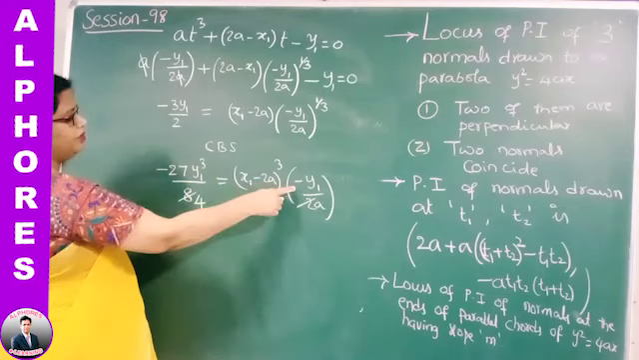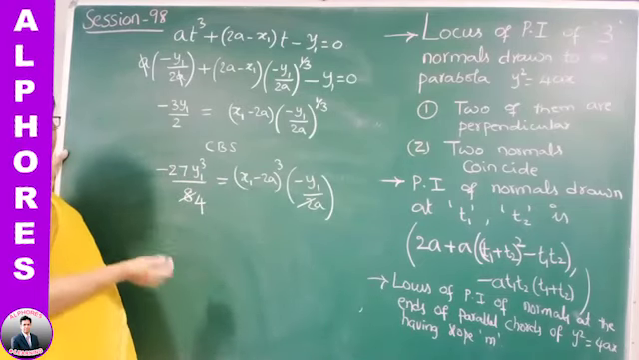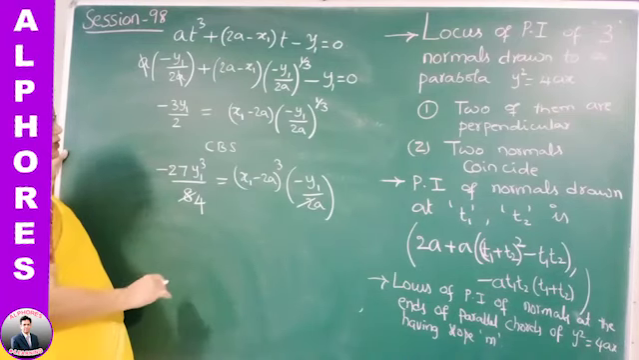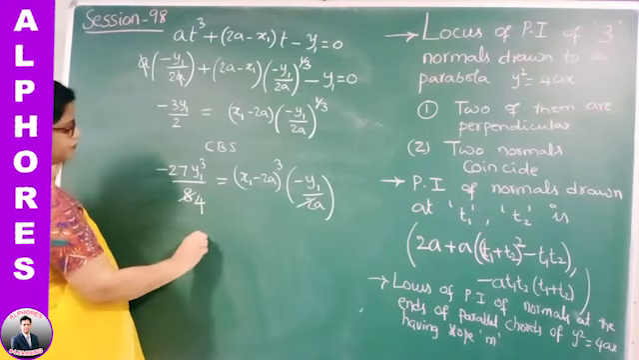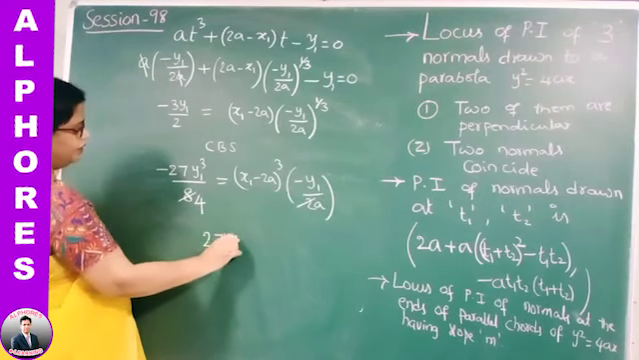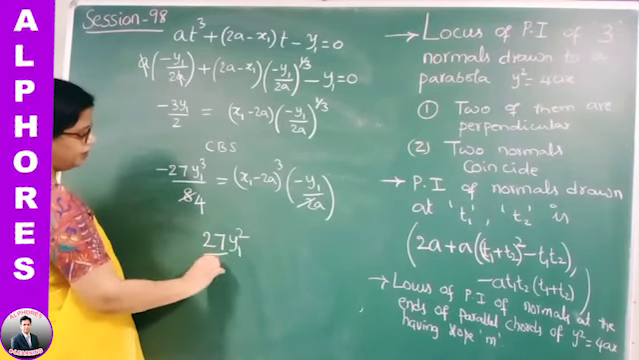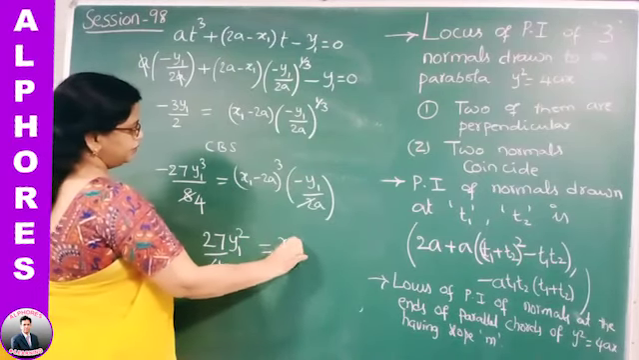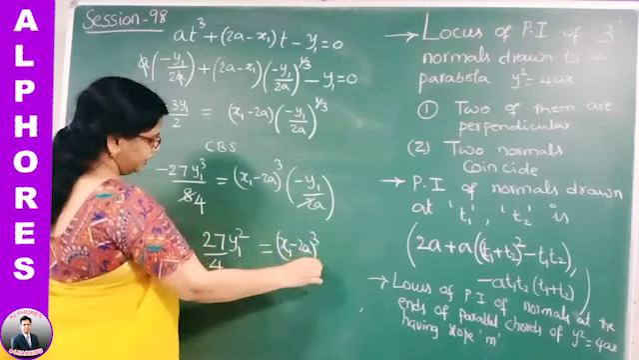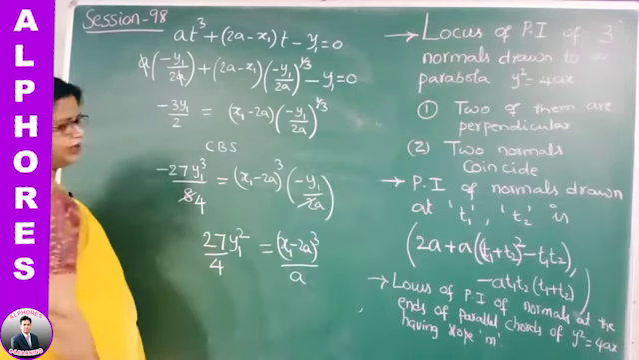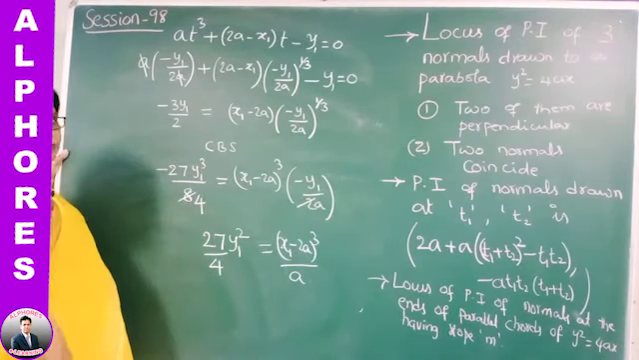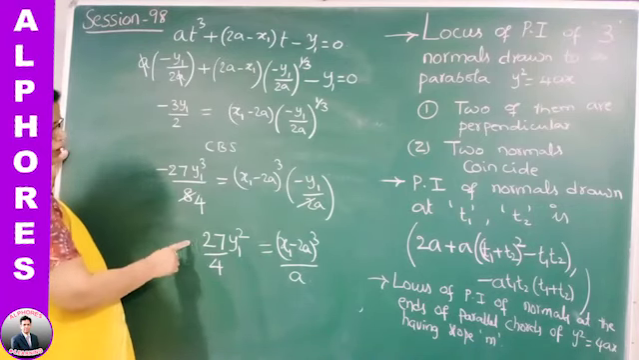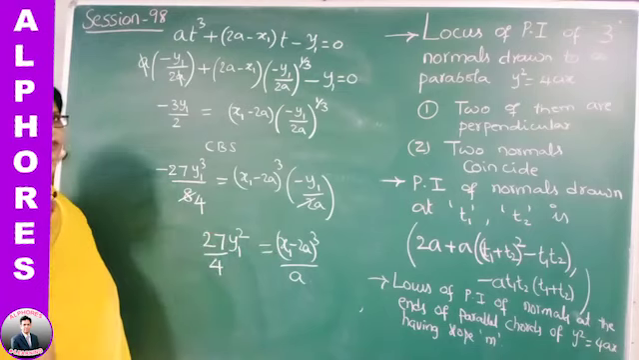At the same time, divide by y1 when y1 is not equal to 0. That means the locus, if it is not our axis, then what is the leftover? It is 27 y1 square divided by 4, and this side it is equal to x1 minus 2a whole cube divided by a. So we divided both the sides by minus y1. So now this is the locus equation, and we remove the suffix to write the final answer.